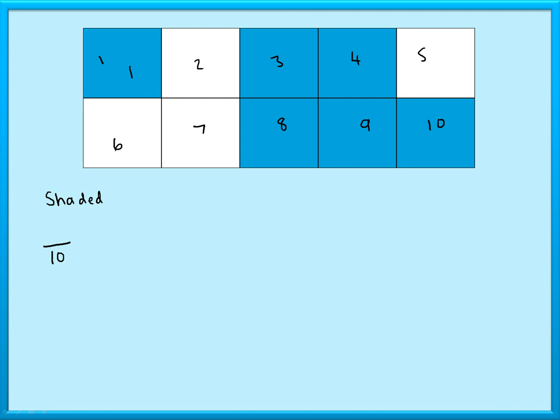And shaded we've got 1, 2, 3, 4, 5, 6. So we've got 6 shaded out of 10, and that's written 6 out of 10 as a fraction. Now you've got to look really closely at these questions, because sometimes, for example on a GCSE paper, if they're worth 2 marks, it might say in its simplest form.